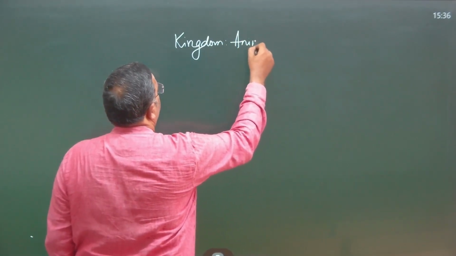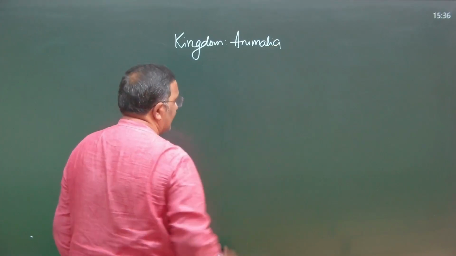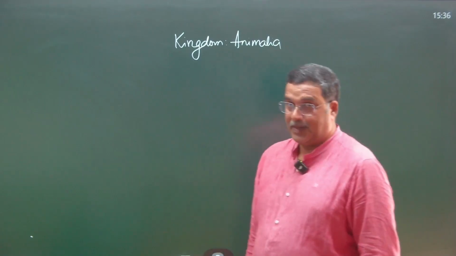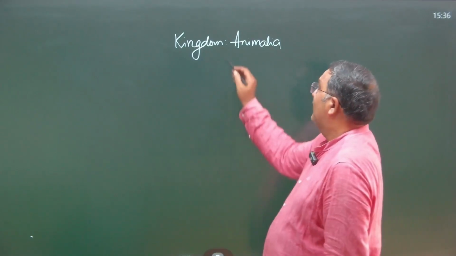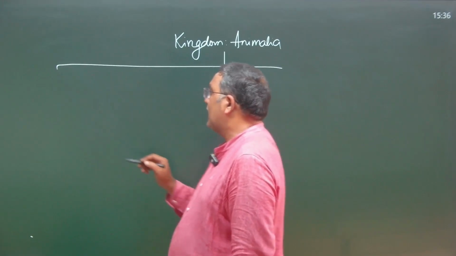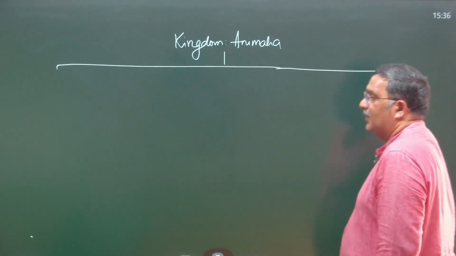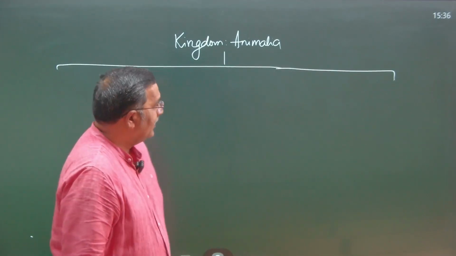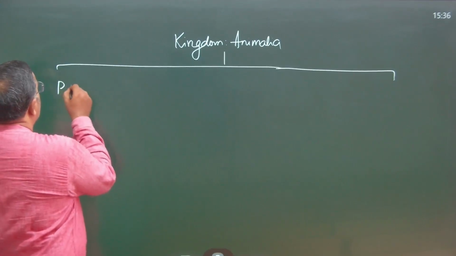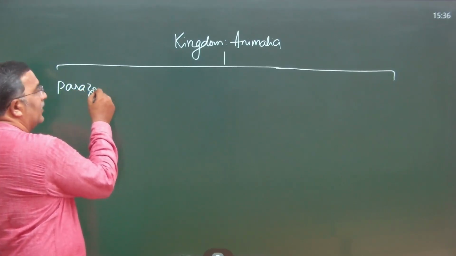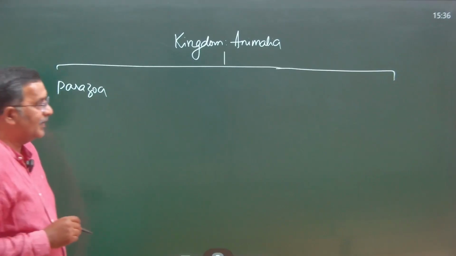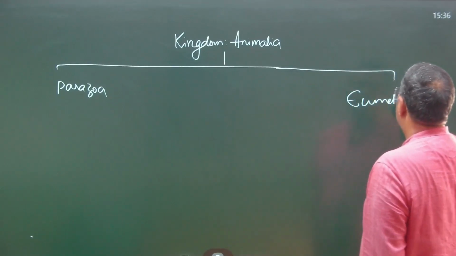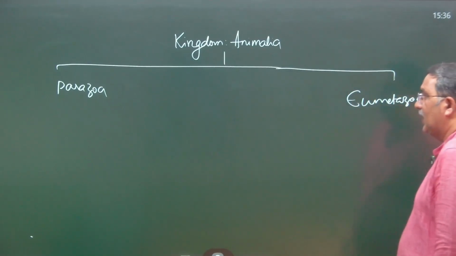So we started the Kingdom Animalia series in the previous class and I requested you to learn the chart. Now we started analyzing the chart here. Kingdom Animalia is classified into two subkingdoms, subkingdom Parazoa and subkingdom Eumetazoa. I am not going to say it again because you learned already.